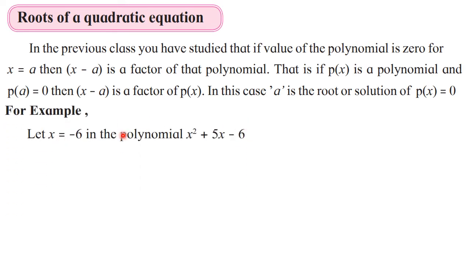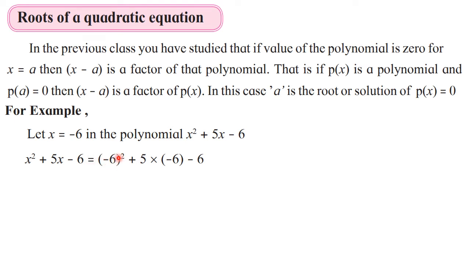The example is taken of the polynomial x square plus 5x minus 6. If we write equal to 0 in front of it, it becomes a quadratic equation. Now let us check for this value, x is equal to minus 6. That means we are going to replace x by minus 6 here. So when we put the value, this polynomial x square plus 5x minus 6 becomes minus 6 square. Always write it in brackets, because here minus and 6 are there.